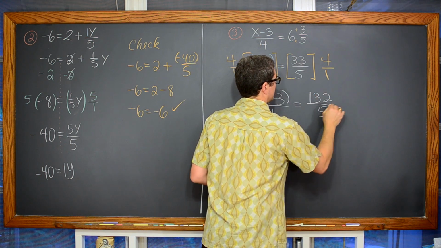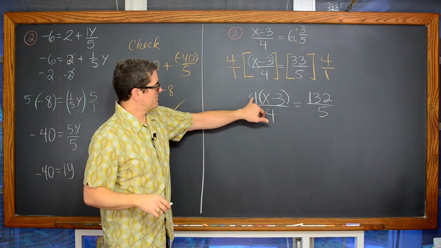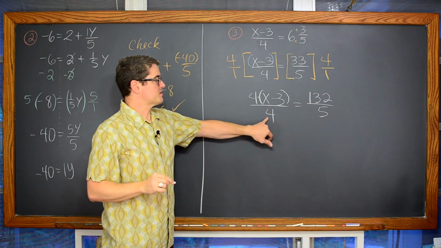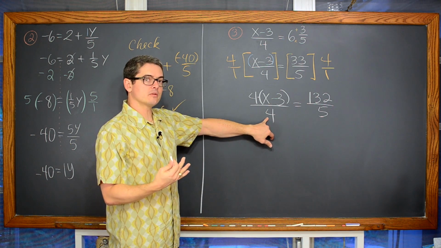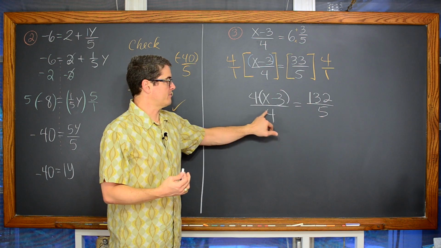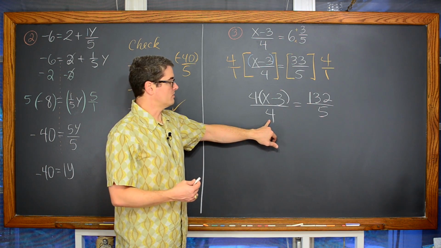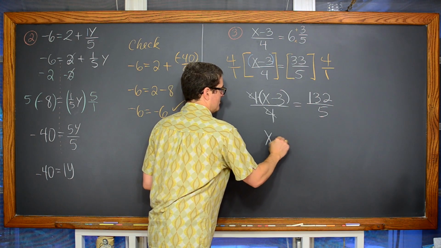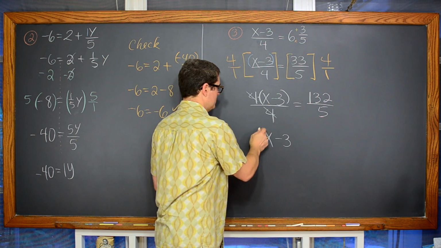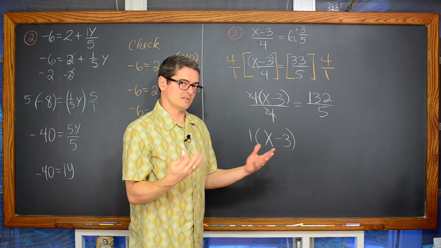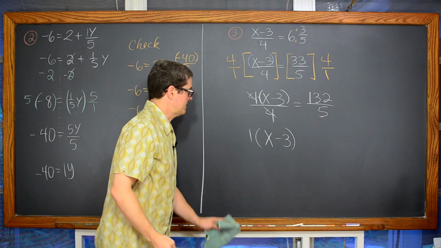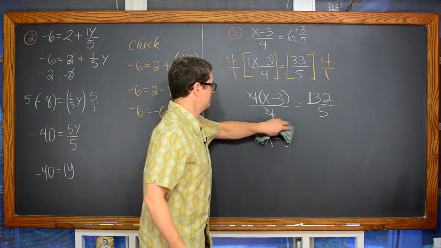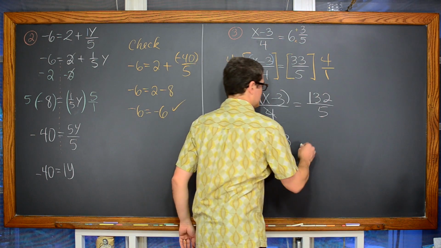132 over 5. Now see, this factor of 4 and this sole factor of 4 in the denominator, those are going to cancel out. 4 divided by 4 is equal to 1. So those are going to cancel out, and we get x minus 3. There's just a 1 out front, and multiplying by 1 doesn't really do anything. Again, that's the identity value for multiplication, so we don't need those parentheses anymore. Over here we have 132 over 5.